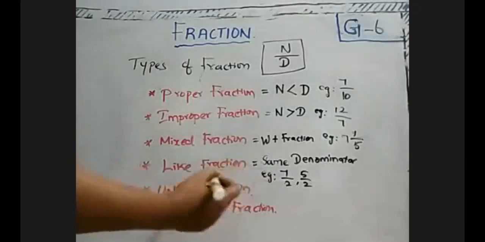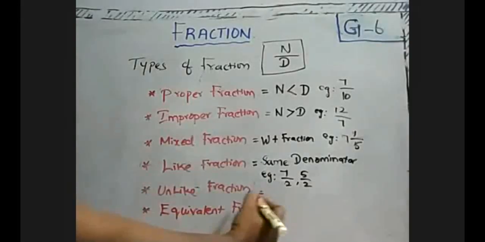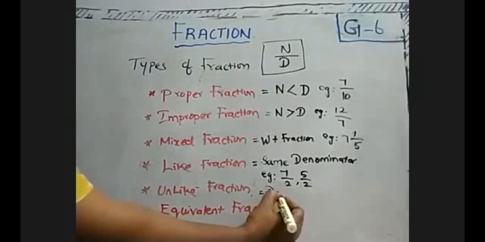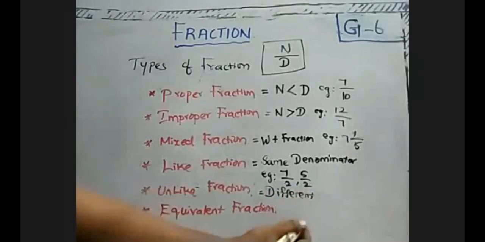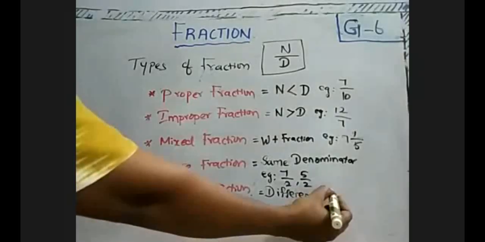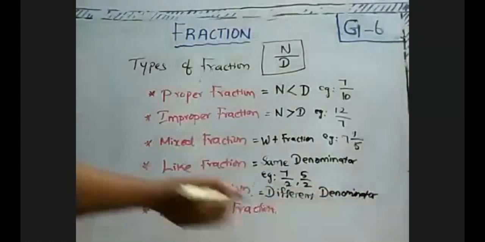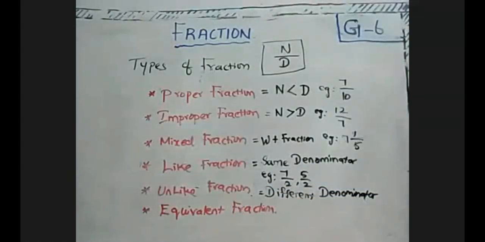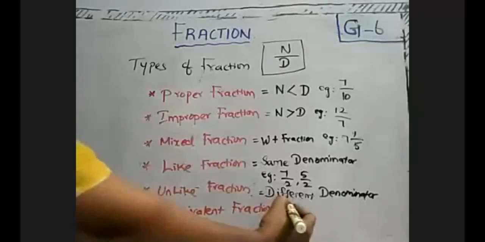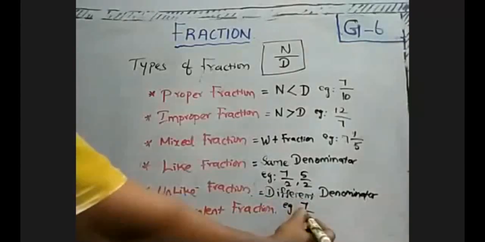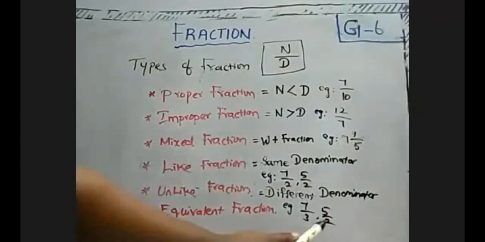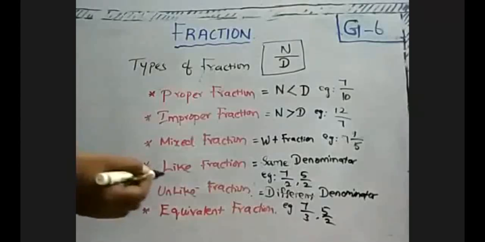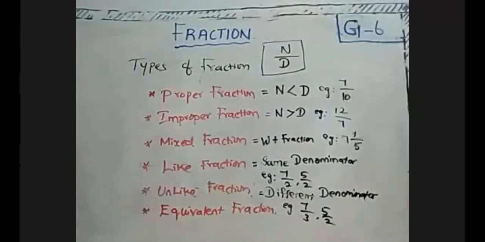Unlike fraction is just the opposite of like fraction. So unlike fraction means different denominators. So fractions with different denominators are called unlike fractions. For example, 7 by 3, 5 by 2, any numbers. See here, the denominator is different, right? So this is called unlike fraction.